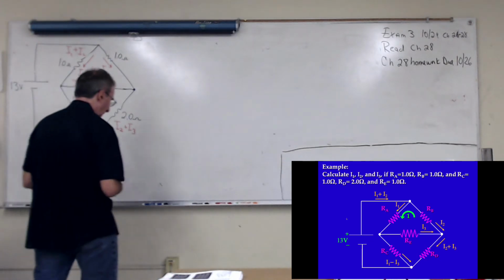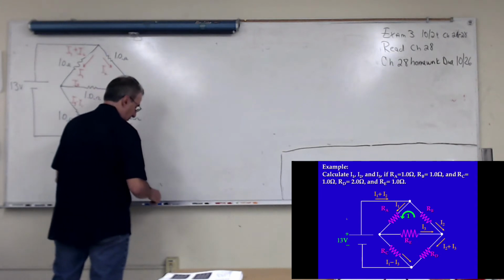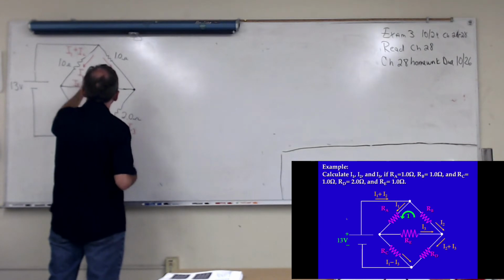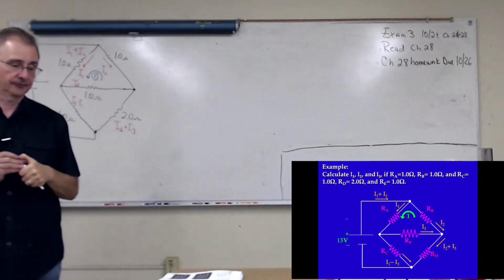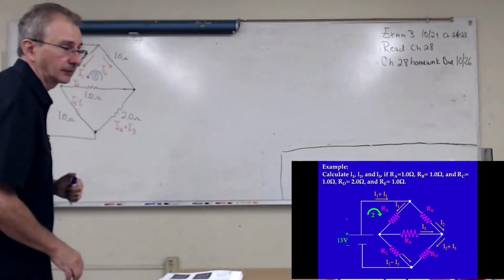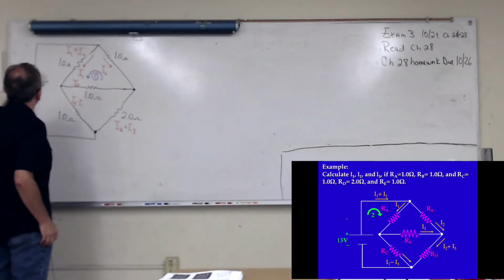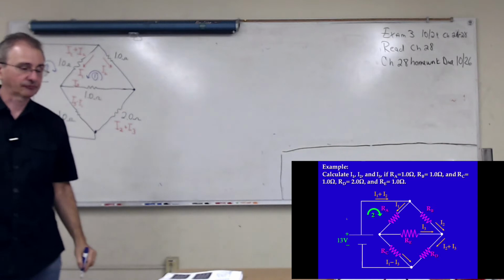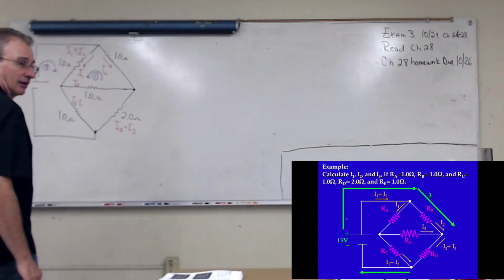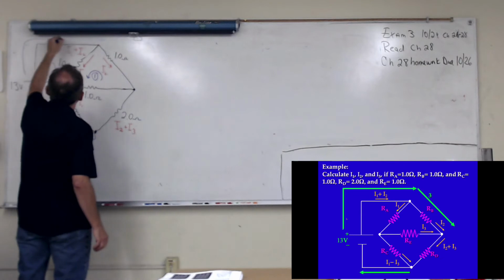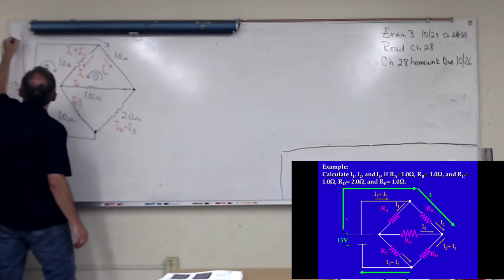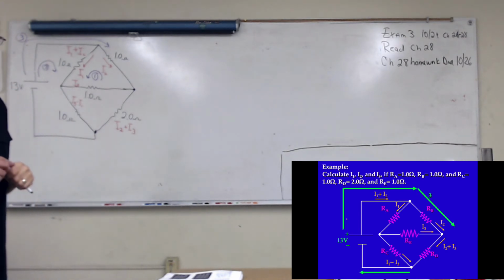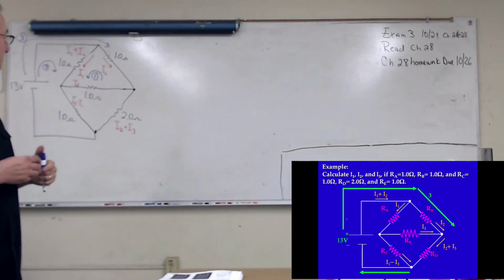And just for fun, I'm going to go counterclockwise. That'll be loop 1. This will be loop 2. And then the outer one is loop 3. And I'm going to get 3 independent sets of equations. And then I can solve them.